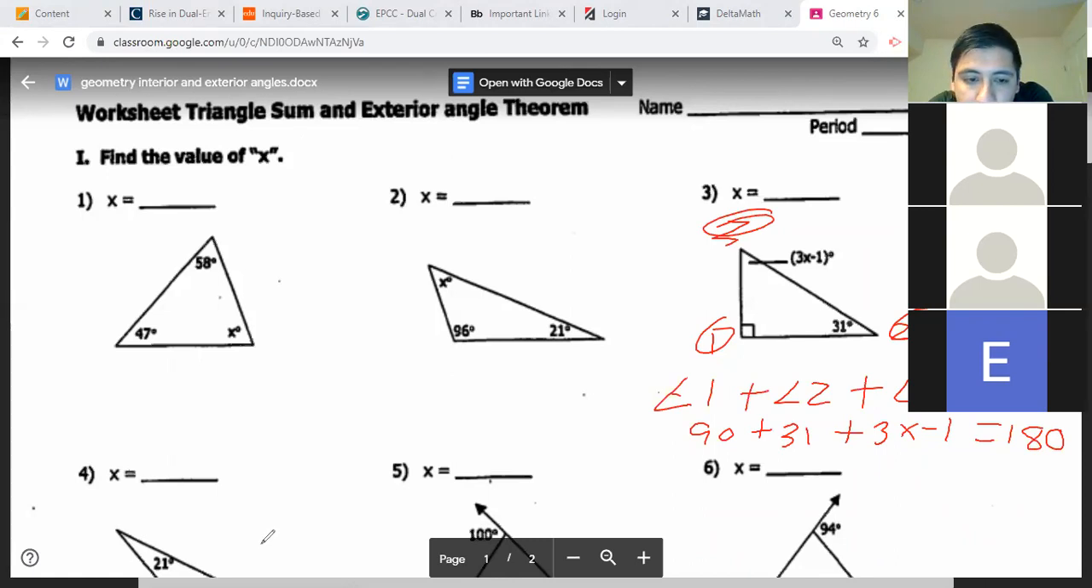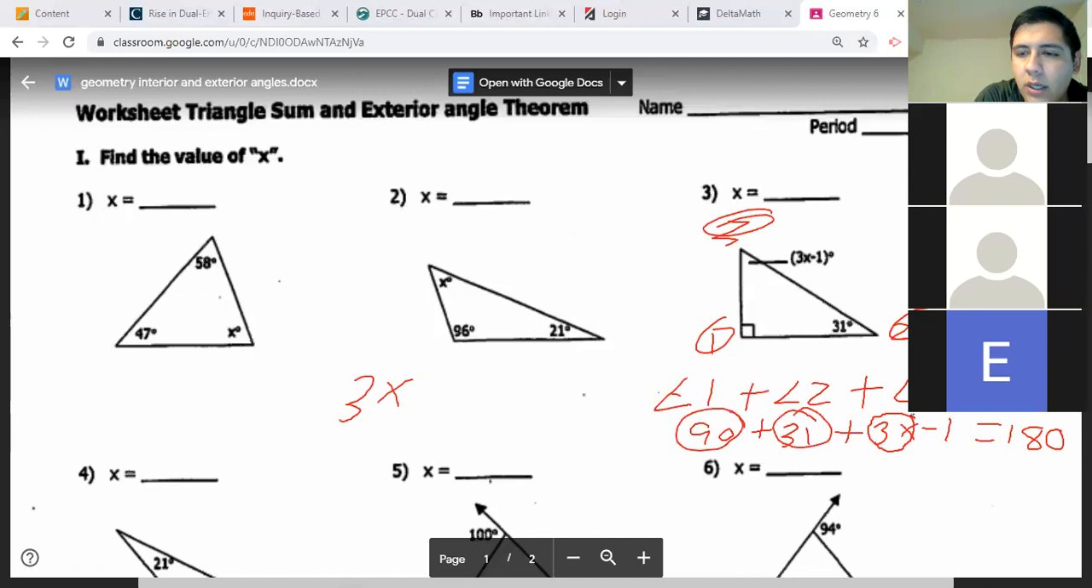Okay. So again, what we want to do here is combine like terms. We have 3x. Can we combine that with anything? No, there's no other x's, so 3x. What about 90, 31, and negative 1? You can combine all those. Right, so 90 plus 31 is 121, minus 1 is 120.